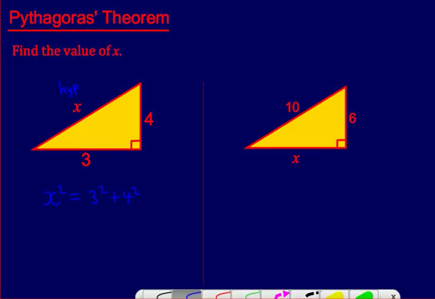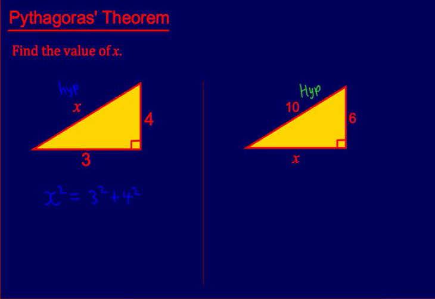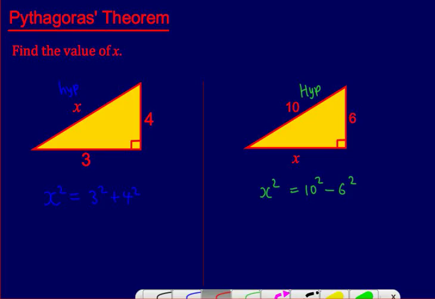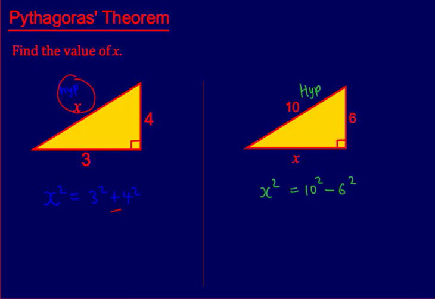However, if you're looking for an x, where x is not the hypotenuse, the hypotenuse is here, 10. In this case, x squared equals 10 squared, take away 6 squared. Let me go through this again. If you're looking for the hypotenuse, you add. If you're not looking for the hypotenuse, you subtract.